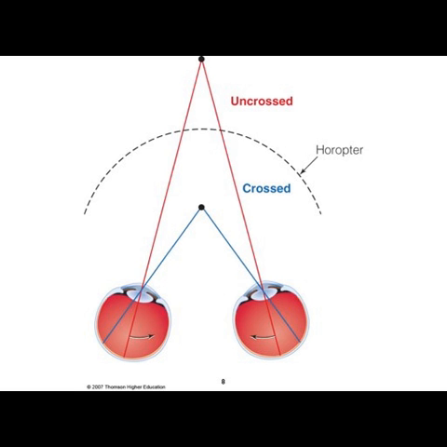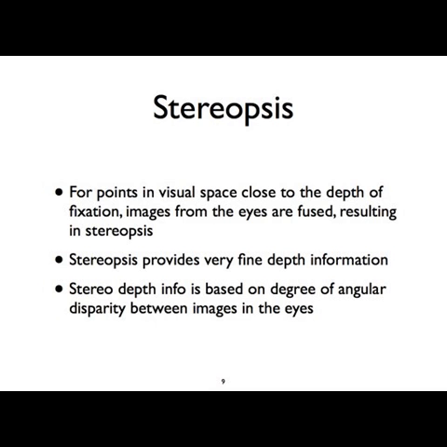So this gives us what's called stereopsis. You've got two different images, and you can take advantage of these two different images. And your brain actually does. There are cells in the visual stream that pay attention to differences in angular disparity, basically. So for points in the visual space close to the depth of fixation, images from the eyes are fused, resulting in stereopsis. So you're able to take these two images and put them together, and there's no difference.